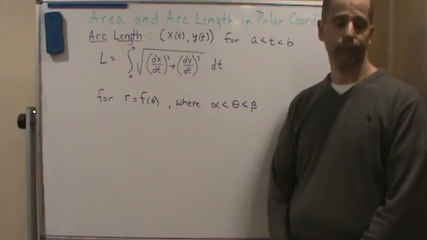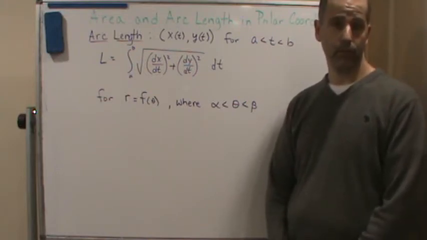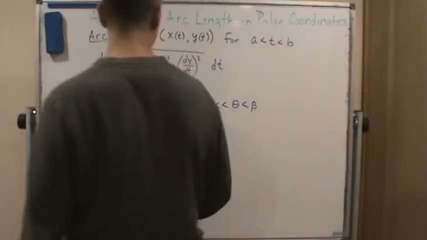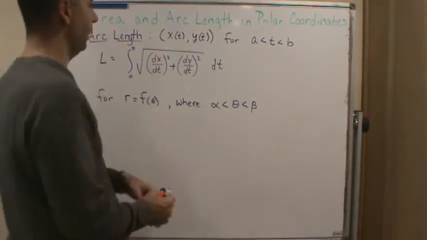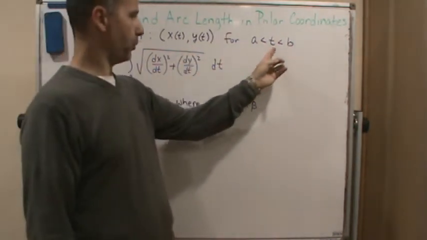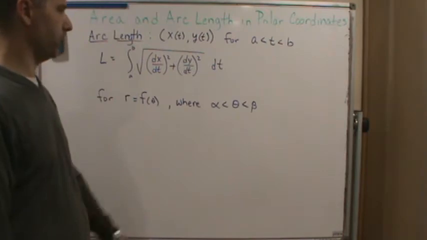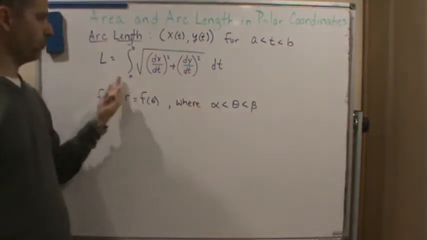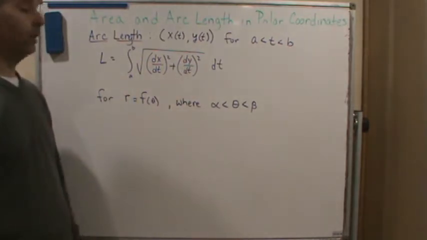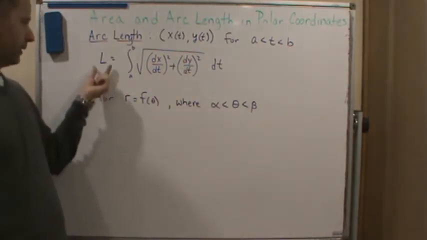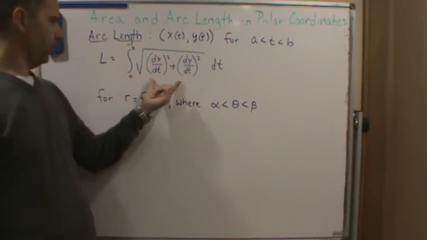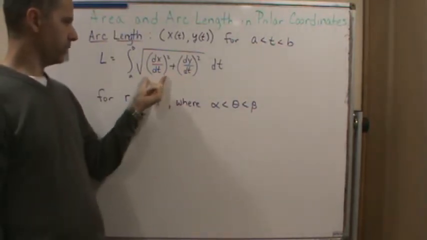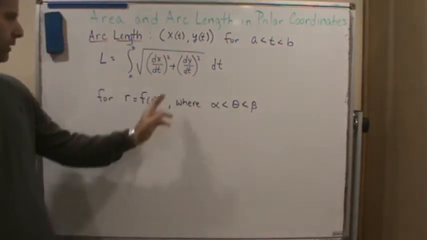So we're going to start with the formula that we derived with rectangular coordinates, when we had a parameterized curve. Okay, so in that case we had our point x of t and y of t for some parameter from a to b. And so this was the formula that we derived. Okay, so the arc length was equal to the integral of the square root of the derivatives squared, right? So that you see here.